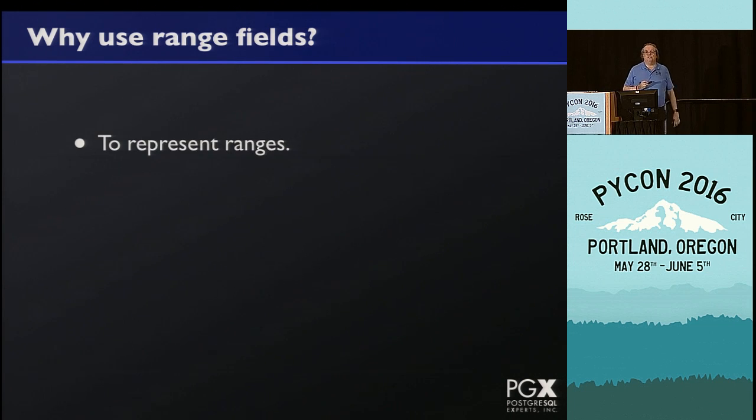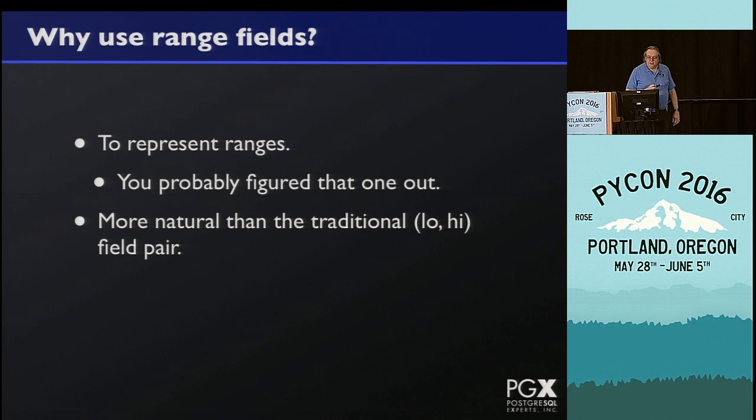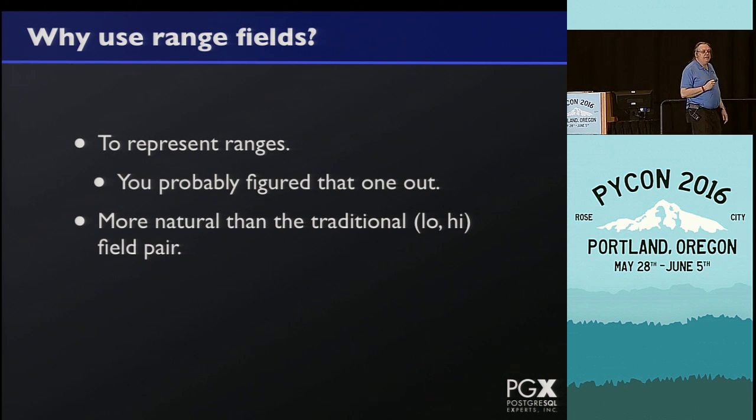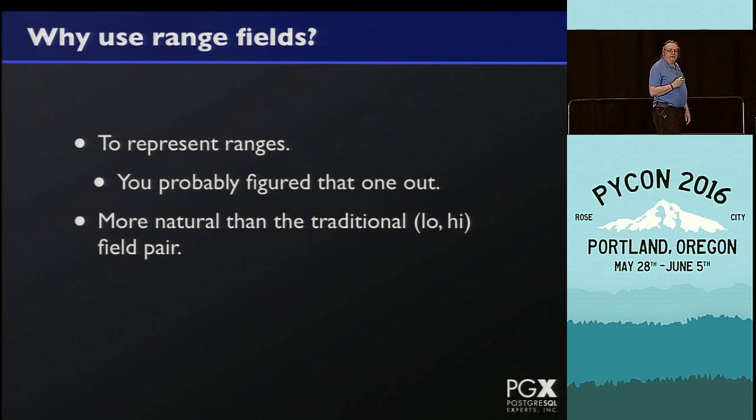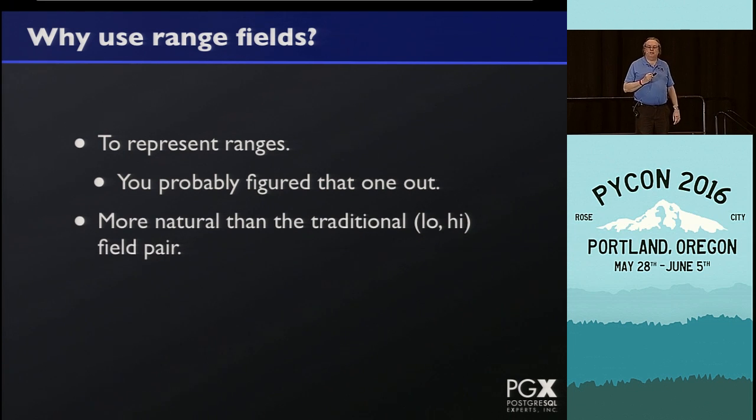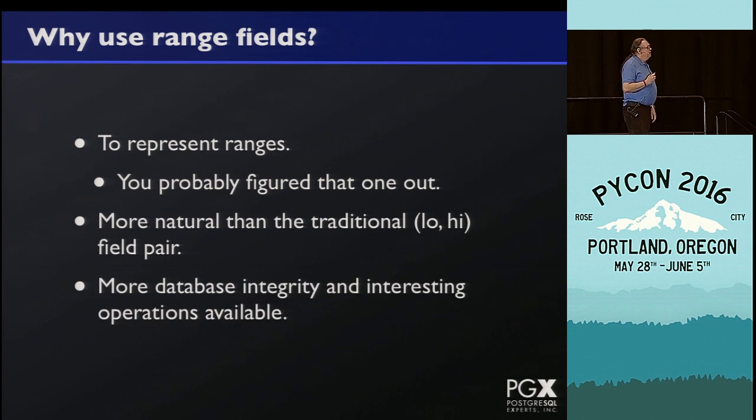So, using range fields: you use range fields to represent ranges. You probably could have guessed that. Specifically, they're more natural than the high-low pair, which we have always used to represent ranges in the database as two separate fields. Specifically, we get better database integrity, and we get a lot more interesting operations here.